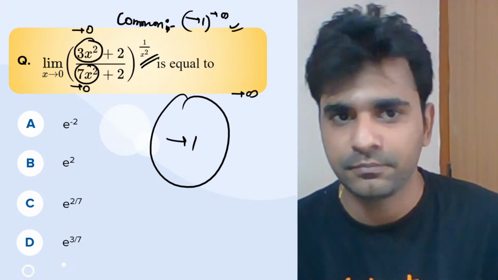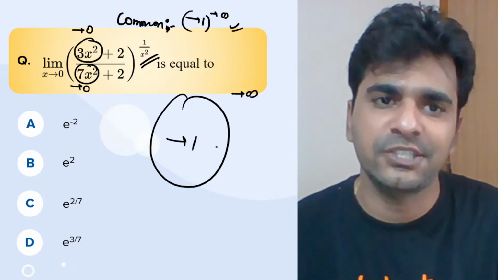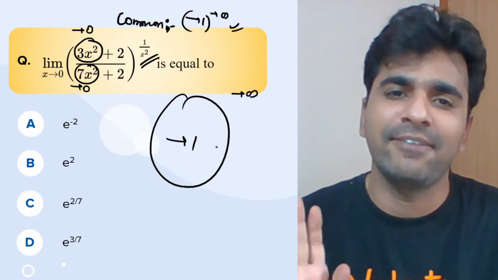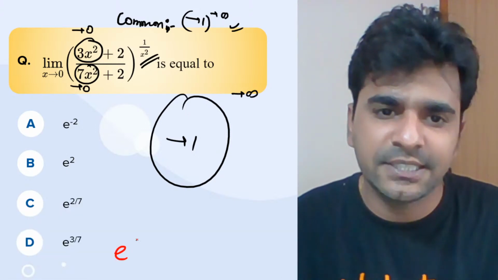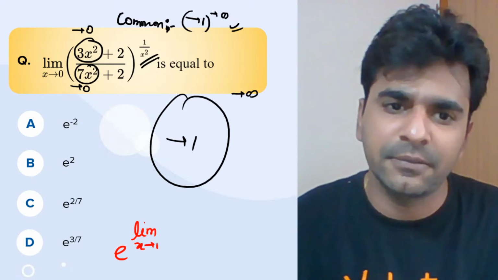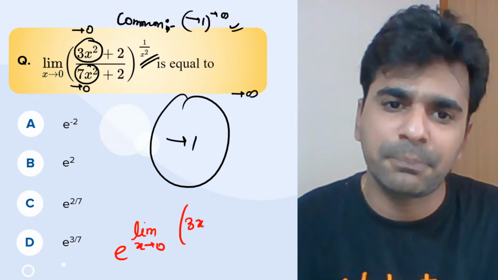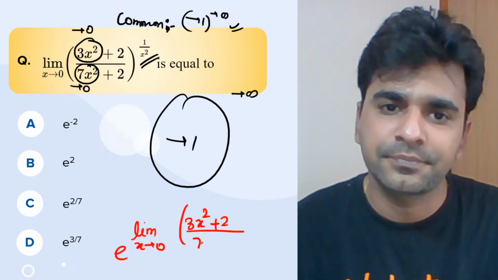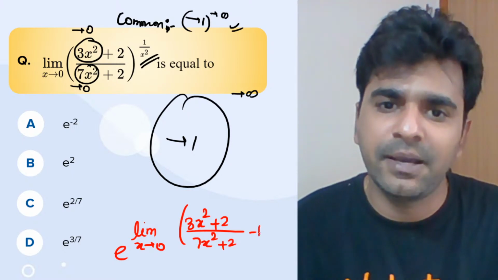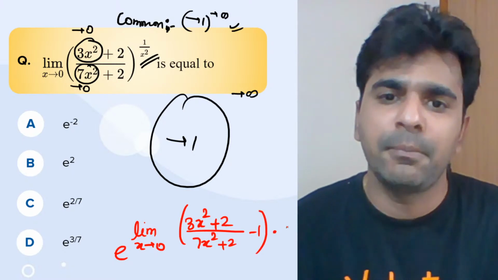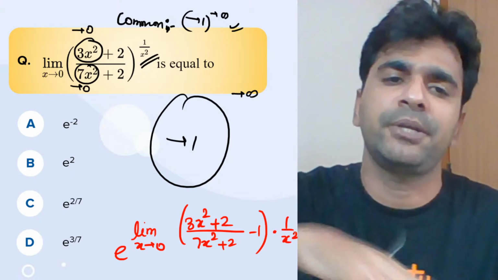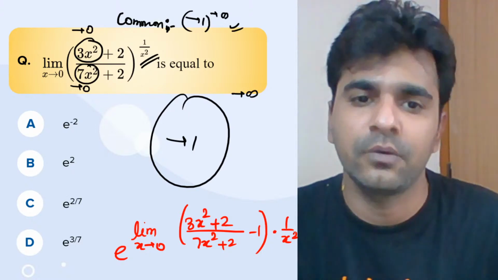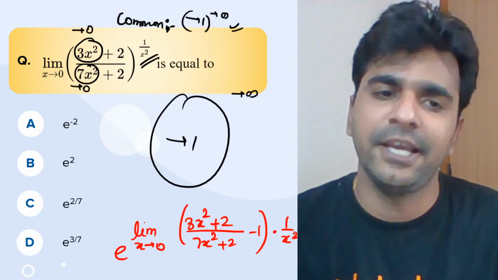Number one, how do you solve such kind of questions? The process is very simple. Just remember it by heart. The process says e to the power limit, same limit. Whatever is written in the base, subtract 1 from that, multiplied by the power. The power is 1 by x square. That's it. Just solve this limit and you will get your answer. It is a very easy limit to solve.